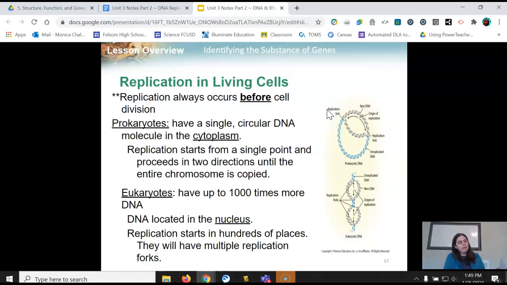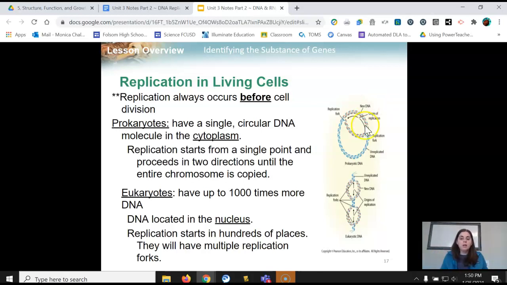So, replication of living cells. Replication always occurs before cell division. Hopefully we've got that. It occurs in the S phase. Mitosis is when, in the M phase, the cell divides. Prokaryotes do it a little differently than the way we talked about with eukaryotes. Prokaryotes have that single circular strand, right? And they have it just free floating in the cytoplasm. It's not enclosed within a nucleus. The replication starts from a single point, but it goes in both directions. So you only have replication occurring from one spot going around.